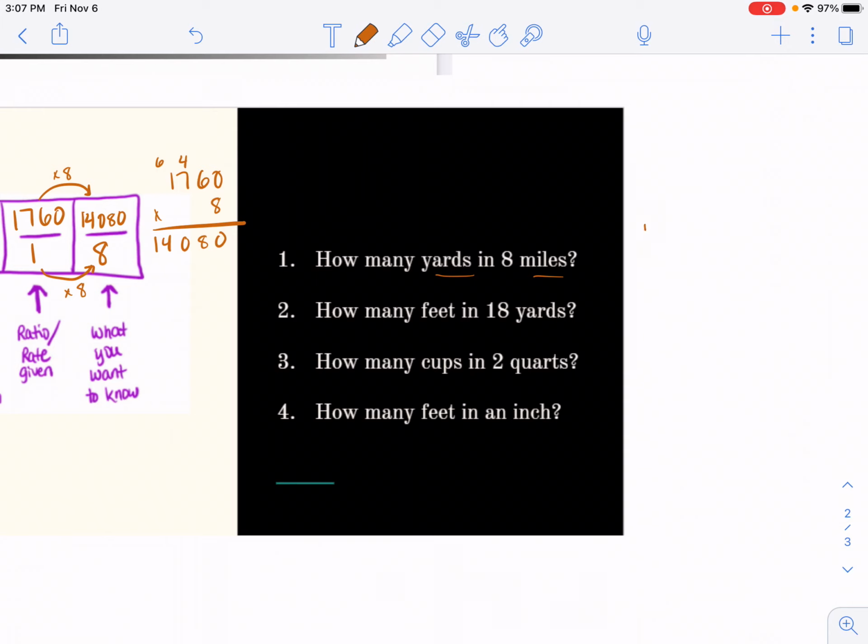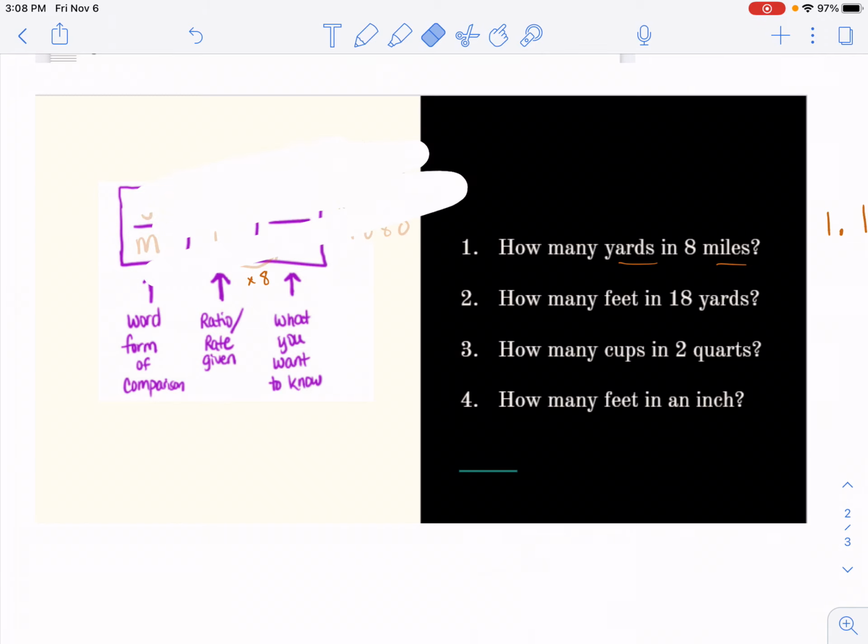All right, 14,080 yards. Number 1 is 14,080. Oops, I wrote that wrong. 14,080. There we go.